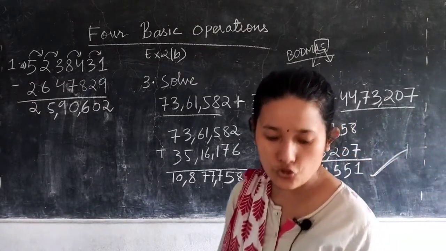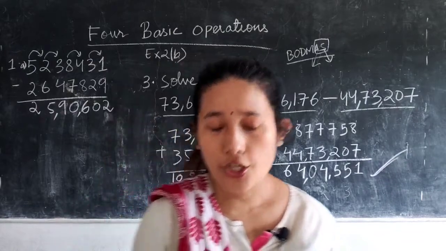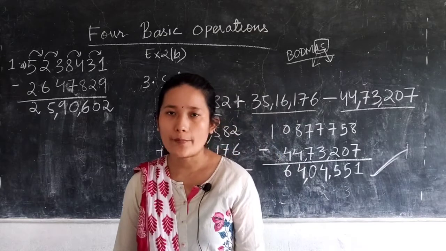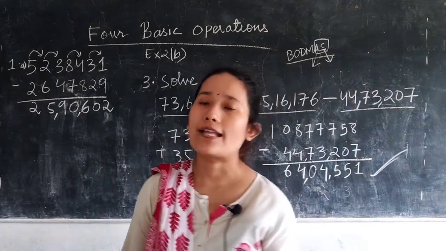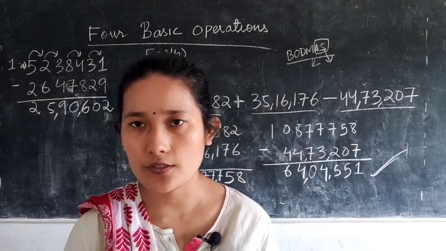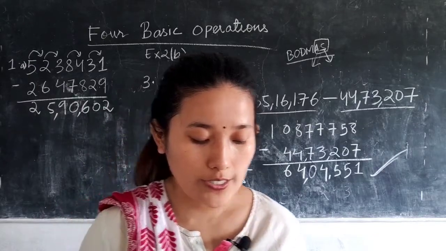Okay, exercise 2B, question number 3. The second one is also similar. Here you are given 4 sets of numbers. So the initial 3 you have to add and the fourth one you need to subtract from the answer that you get after adding those 3 sets of numbers. Okay, so exercise 2B is also complete.